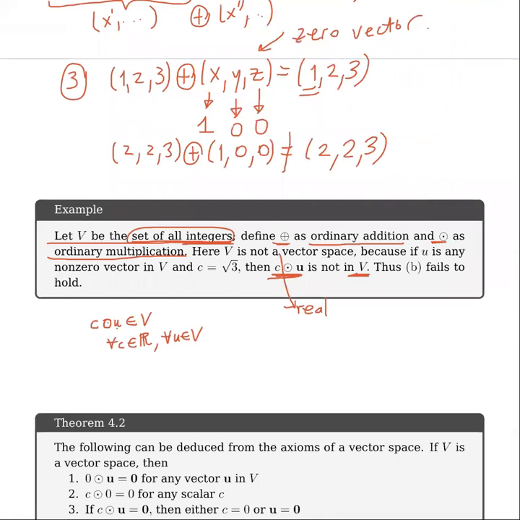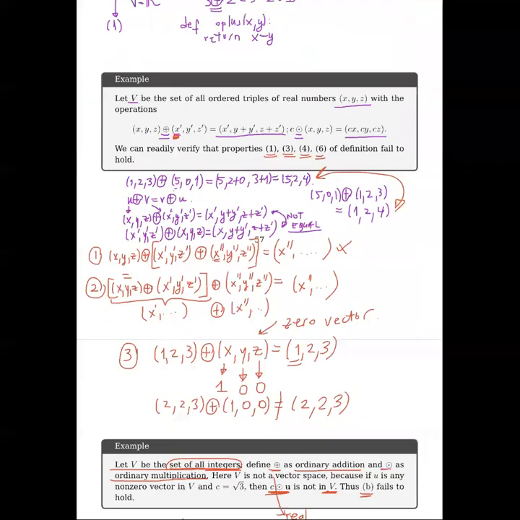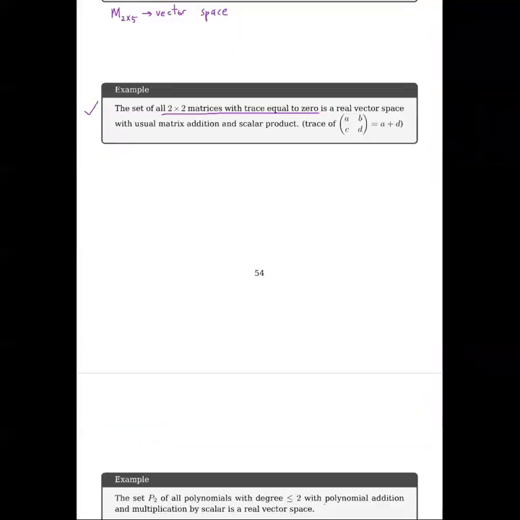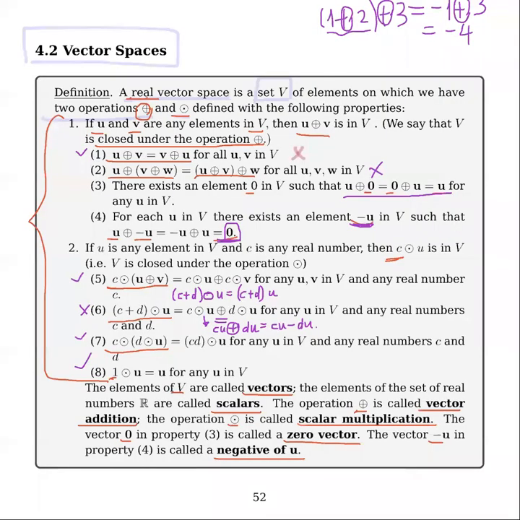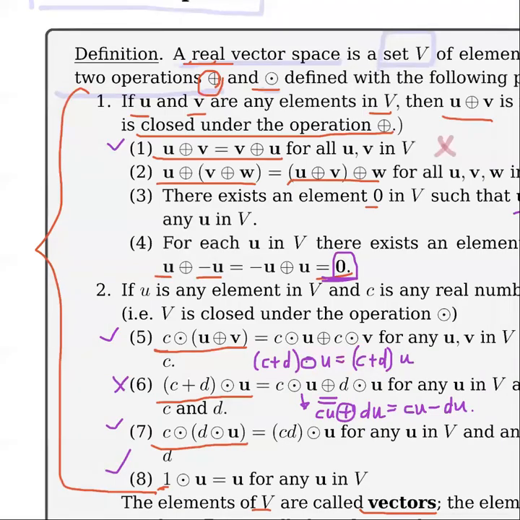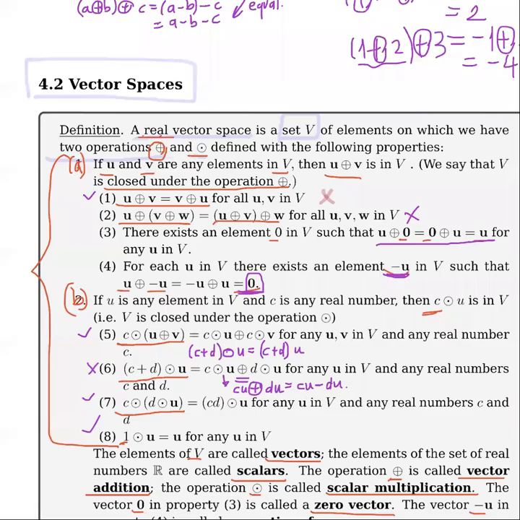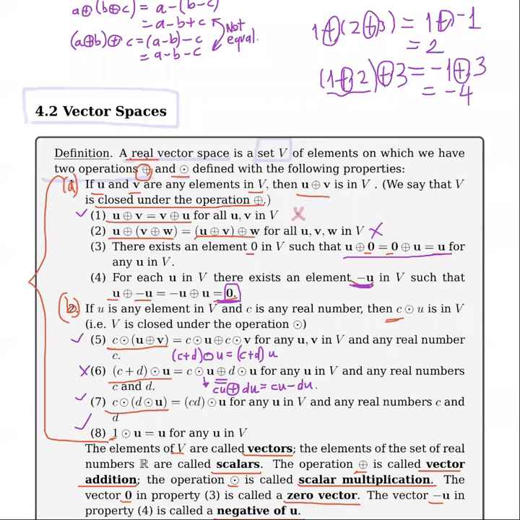So the property B, so what is B? There's no B here. I should fix those things. Let's go back. Yeah, let's stop here. So B is this second property. Maybe I should write B and A here. So the result of the scalar product should still be in V, and this is not satisfied. Okay, guys, I hope you understand this concept.